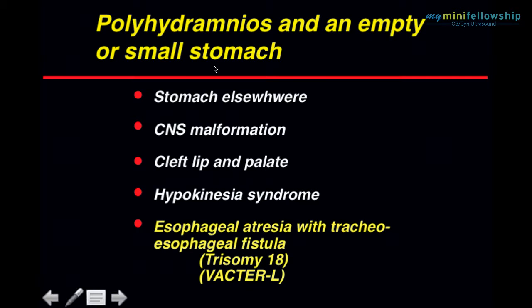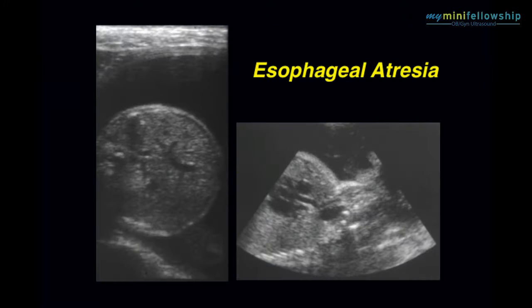It isn't until I have considered all of these that I am finally coming down to esophageal atresia with tracheoesophageal fistula. And if I'm there, I have to realize that this is associated with trisomy 18 and the VACTERL syndrome. As you know, the VACTERL syndrome is vertebral anomalies, anal atresia, cardiac anomalies, TE stands for the tracheoesophageal fistula, R for renal, and L for limb.